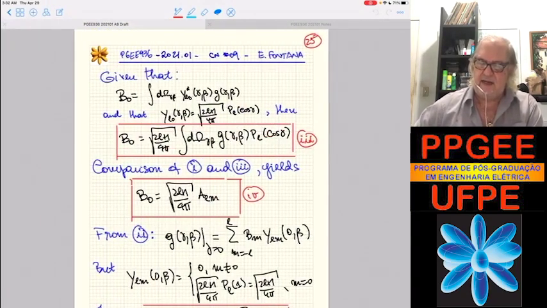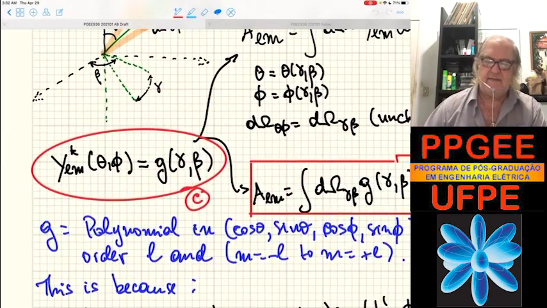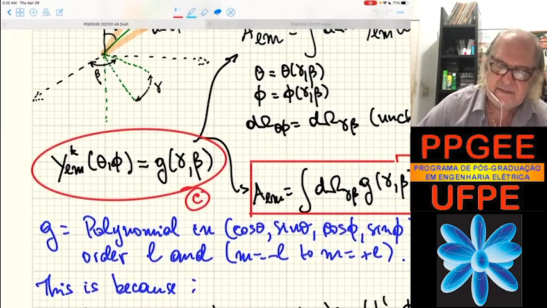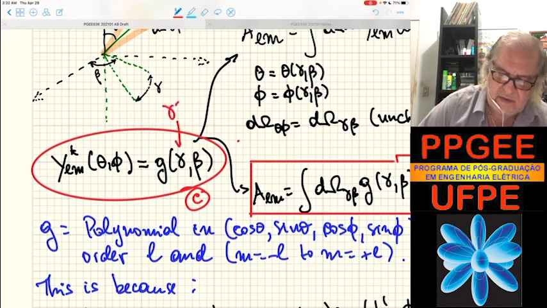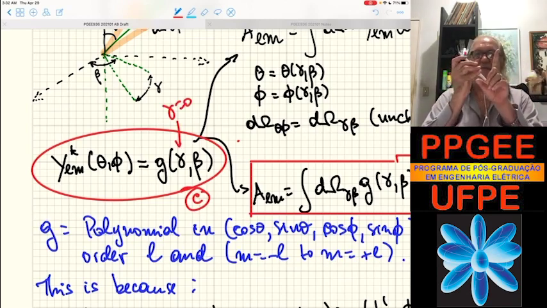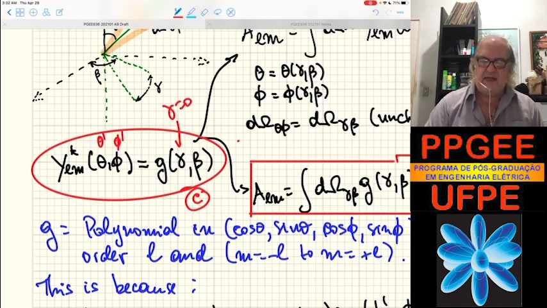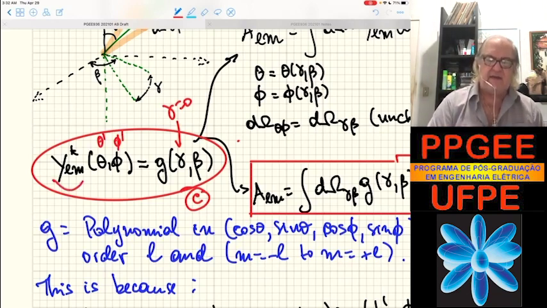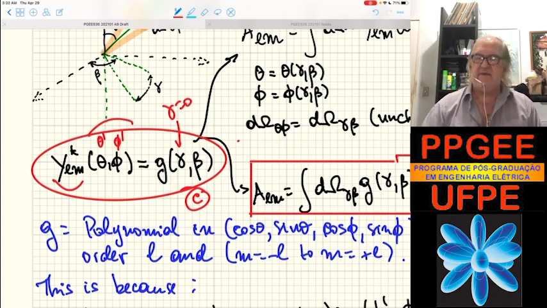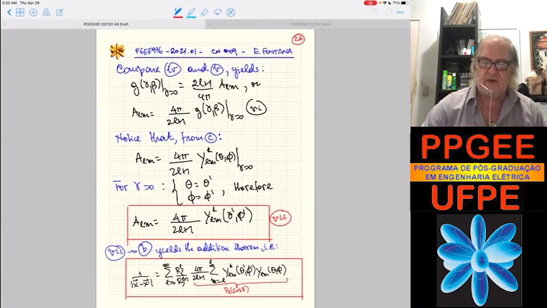Let's go back to C here. What is C? Well, look at this. For gamma equals 0, the vectors x and x prime, x equals x prime, right? So it means that theta equals theta prime and phi equals phi prime. So G at gamma equals 0 is YLM conjugate, calculated at theta prime and phi prime. So then we have what we were looking for.